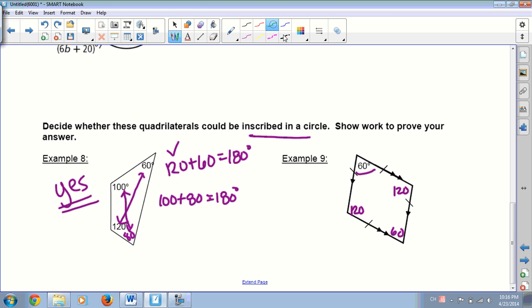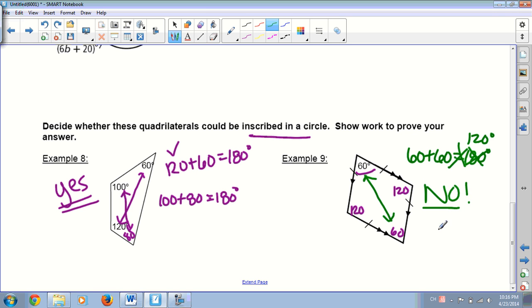Well, if you're going to add the opposite angles together, 60 is opposite of 60, and does 60 plus 60 equal 180 degrees? No, it does not. It equals 120 degrees. So this cannot be inscribed inside of a circle because opposite angles do not equal 180. Same thing with the 120. 120 plus 120 is 240, so that would not work either. So this could not work out for us inside of a circle.